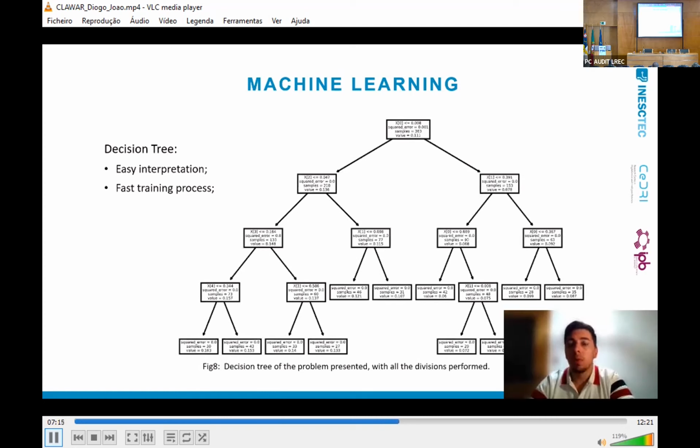In image 8, it's possible to verify the real regression tree of the present problem. Here, several divisions are performed according to the values of our input data, and the prediction error is demonstrated by the square difference between the observed and the predicted values. In this way, it is possible to perform position prediction for any input data sets.